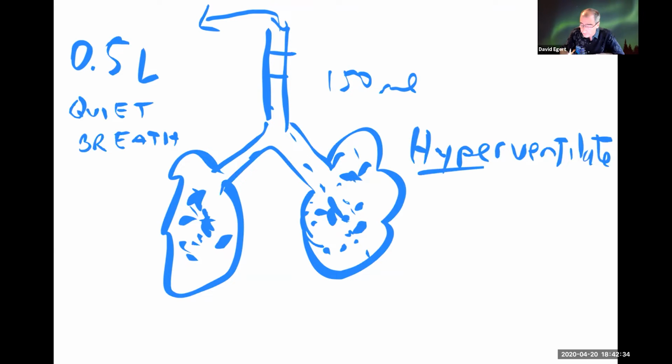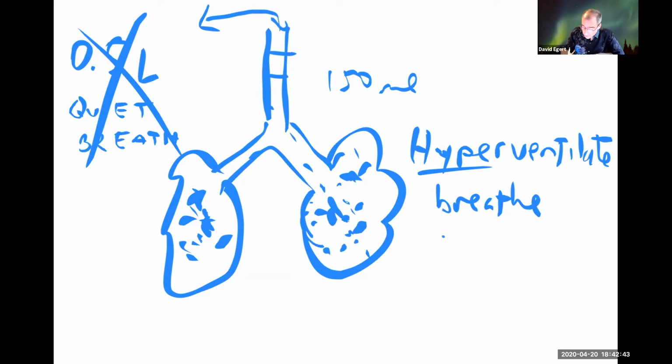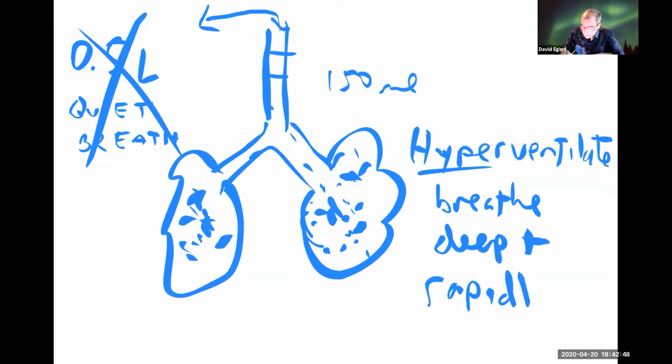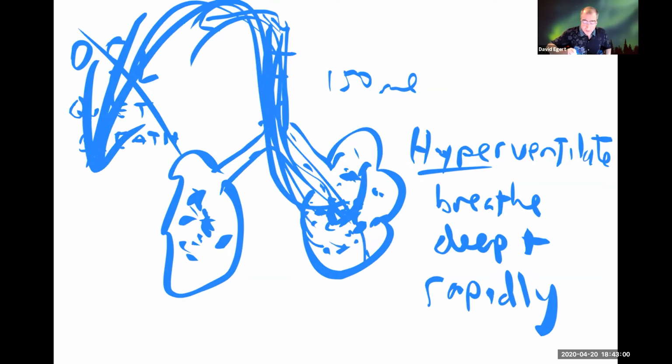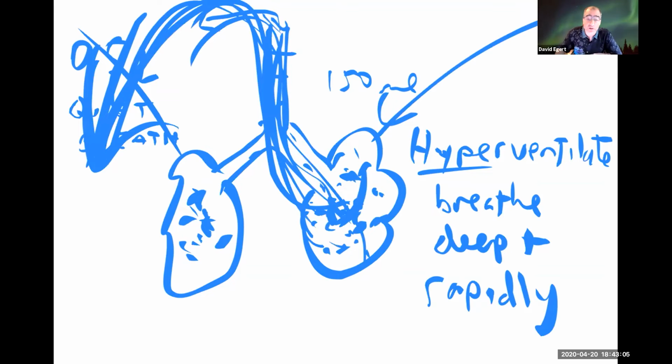Hyper meaning excessive. Instead of this, let's breathe really deeply and rapidly. What's going to happen is this carbon dioxide is getting blown out, and before it builds up, you're getting even more fresh air mixing and even more out. So the more we hyperventilate, we end up with way less CO2 down in the lungs.